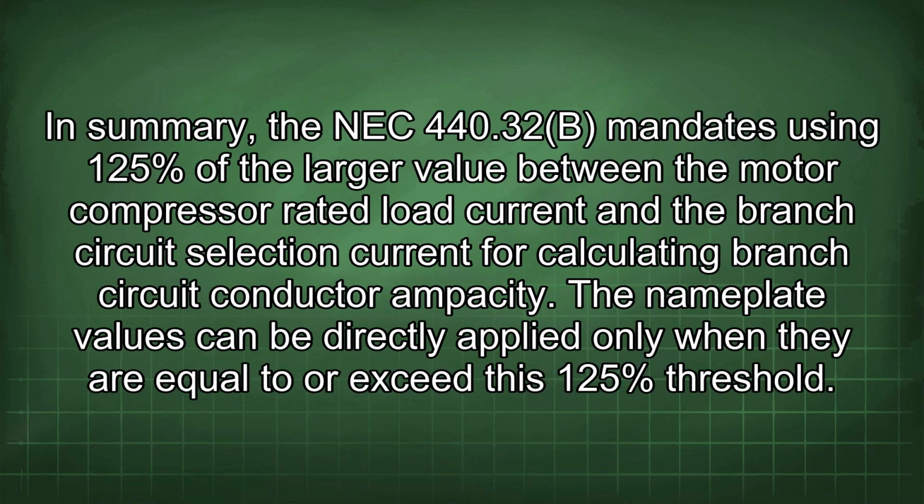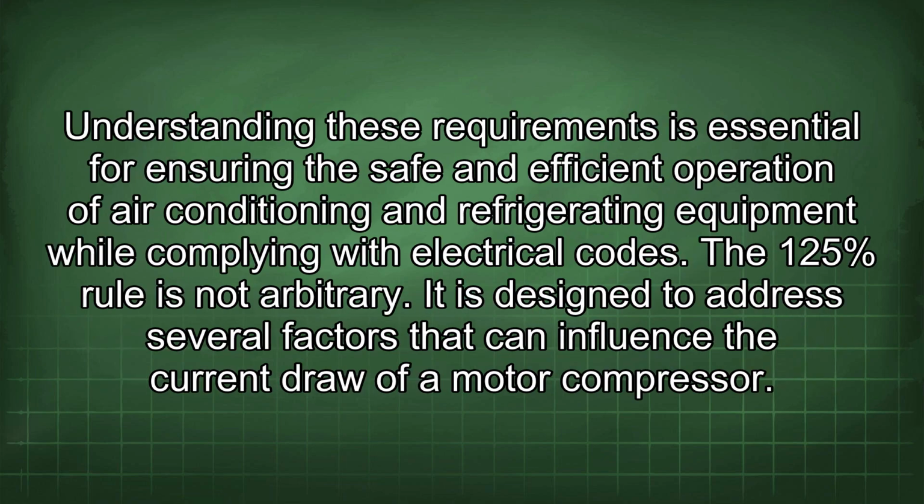In summary, NEC 440.32(b) mandates using 125% of the larger value between the motor compressor rated load current and the branch circuit selection current for calculating branch circuit conductor ampacity. The nameplate values can be directly applied only when they are equal to or exceed this 125% threshold. Understanding these requirements is essential for ensuring the safe and efficient operation of air conditioning and refrigerating equipment while complying with electrical codes. The 125% rule is not arbitrary.